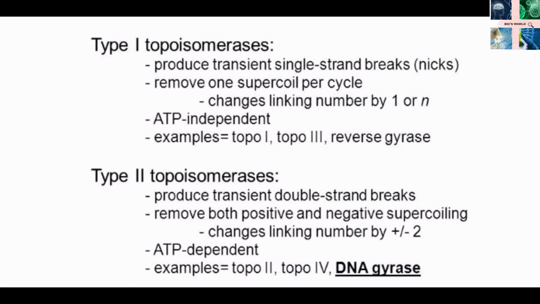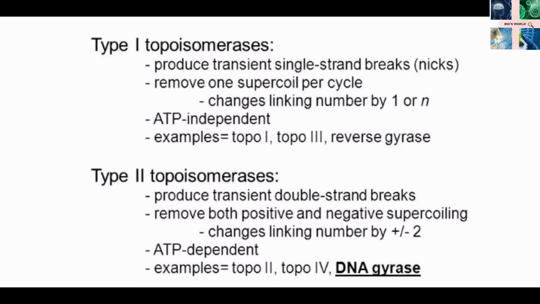So far, the only exception is reverse gyrase, which introduces positive supercoils with the aid of ATP hydrolysis, whereas type 2 topoisomerase does not require an external source of energy for the cleavage and religation during the reaction, but it does utilize ATP hydrolysis to drive conformation changes in the protein during the reaction cycle.